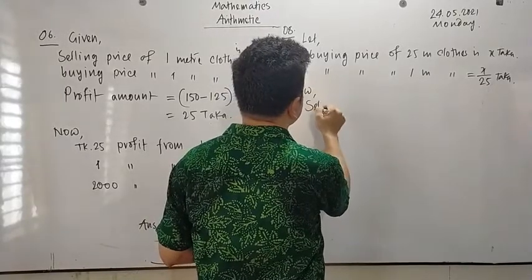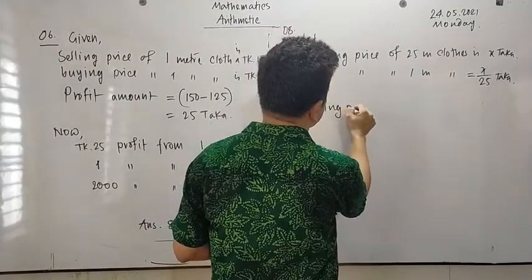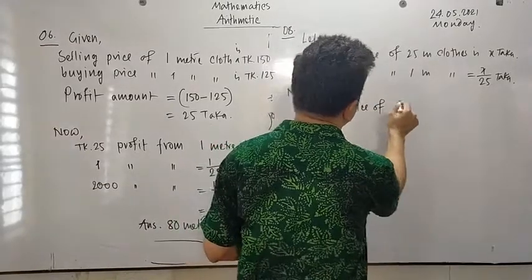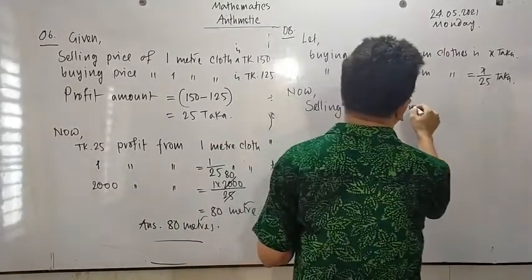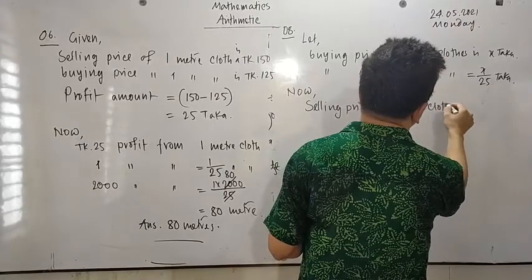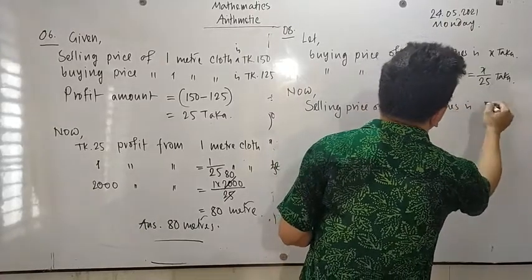the selling price of 20 meters of cloth is X taka.